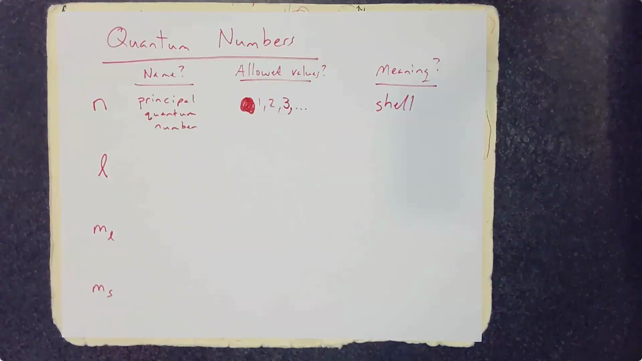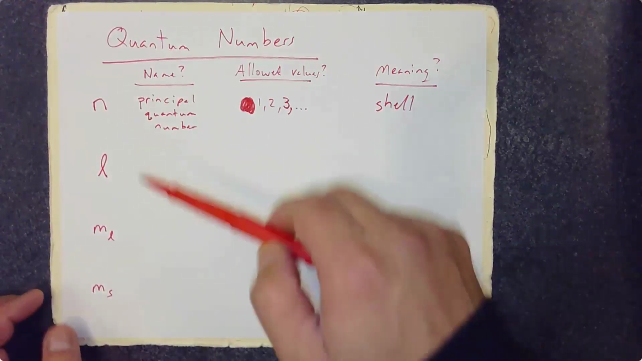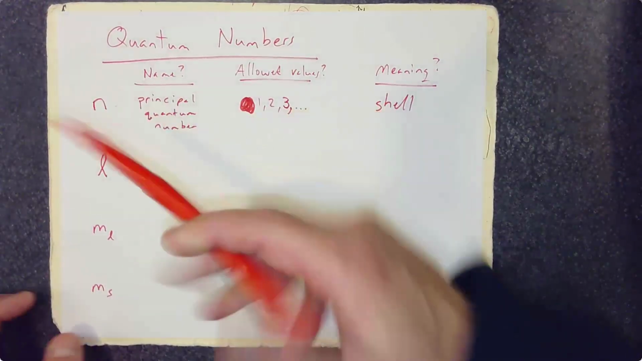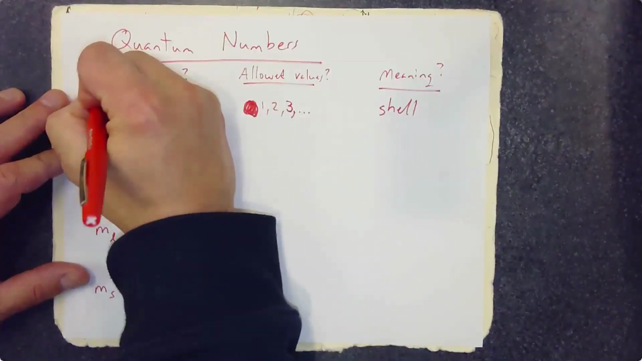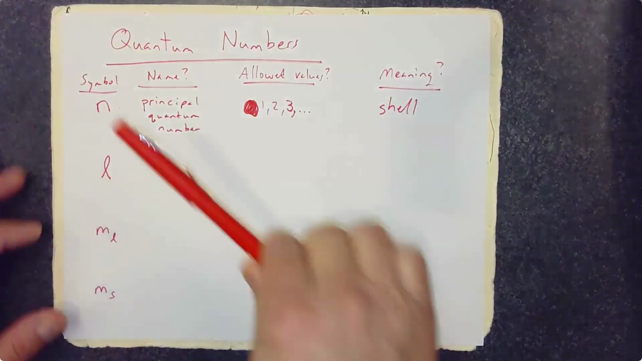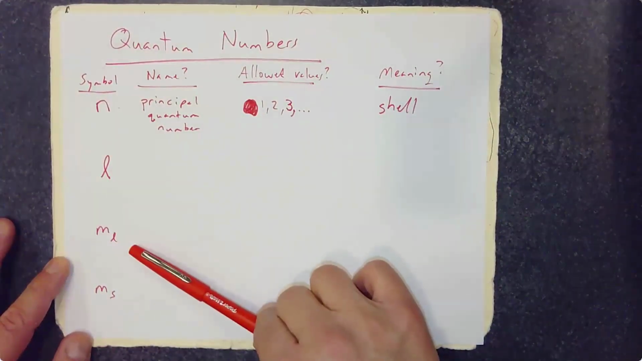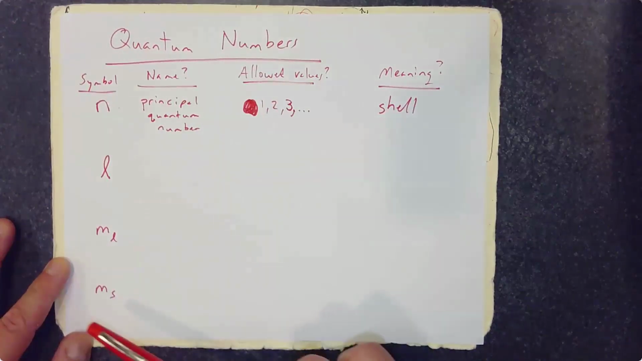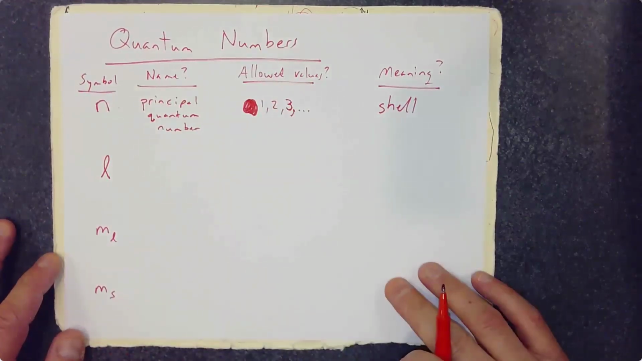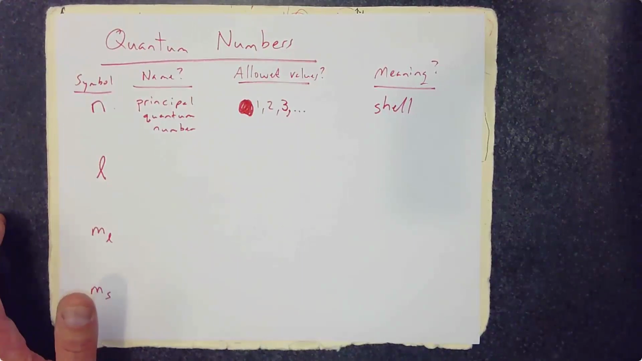So that all having been said, this is a table you'd want to be able to generate from memory. You want to be able to generate this table from memory for the 4 quantum numbers. The 4 quantum numbers, their symbols are n, l, m sub l, and m sub s. Those are the 4 symbols for the quantum numbers.